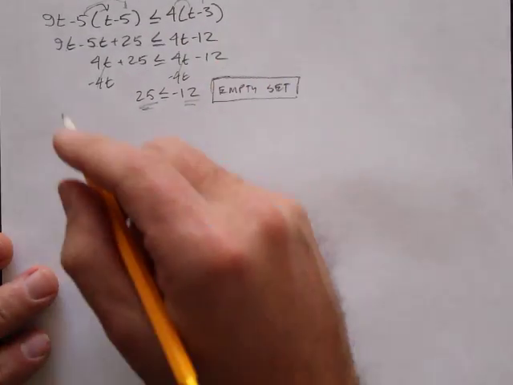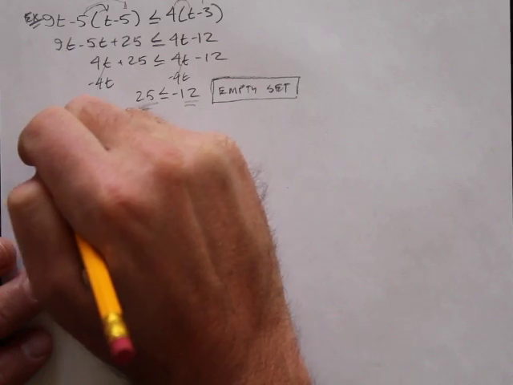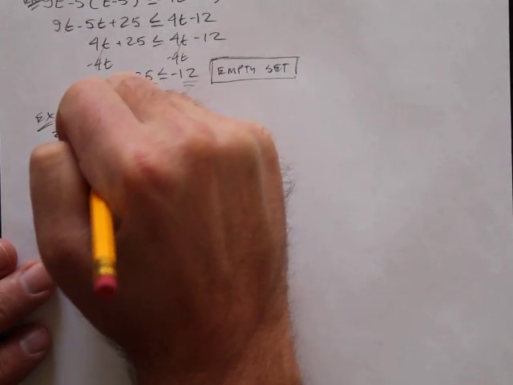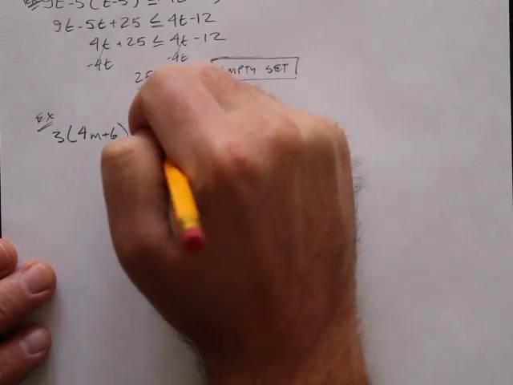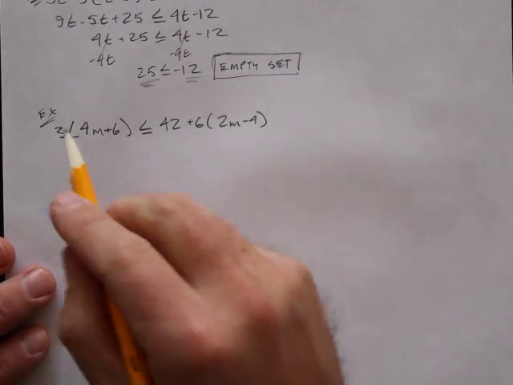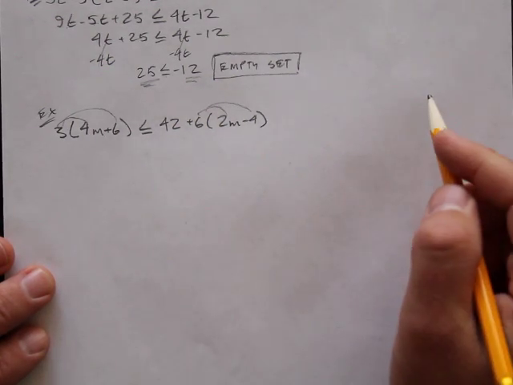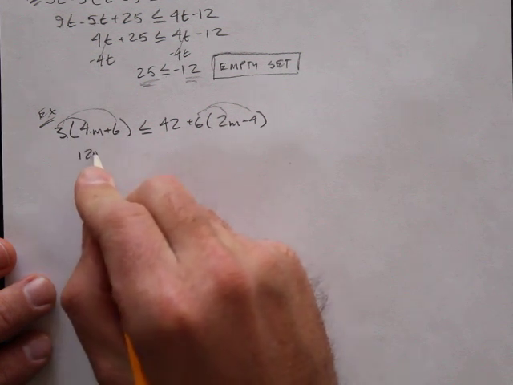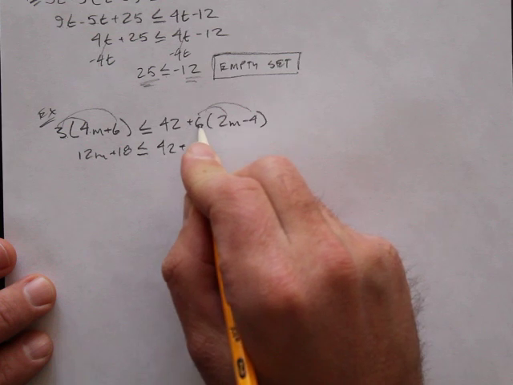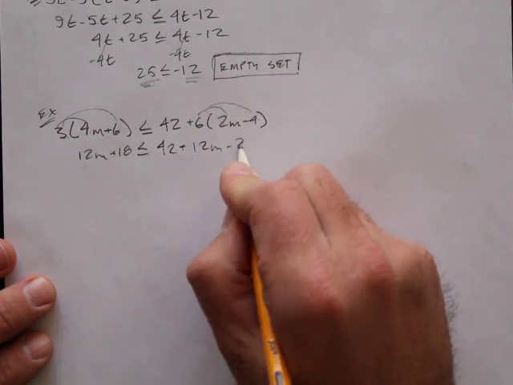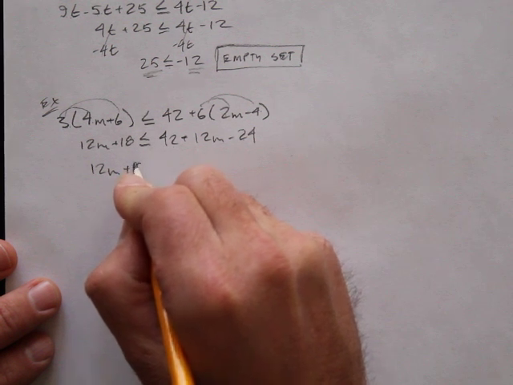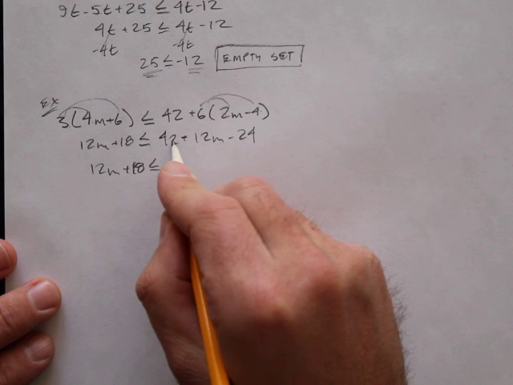Now let's try another example, and this is the last one for 5-3. 3 times 4m plus 6 is less than or equal to 42 plus 6 times 2m minus 4. All right, this has to be distributed, and this is going to be distributed as well. 3 times 4m is 12m. 3 times 6 is 18. Is less than or equal to 42 plus 12m minus 24. Okay, let's combine these two like terms.